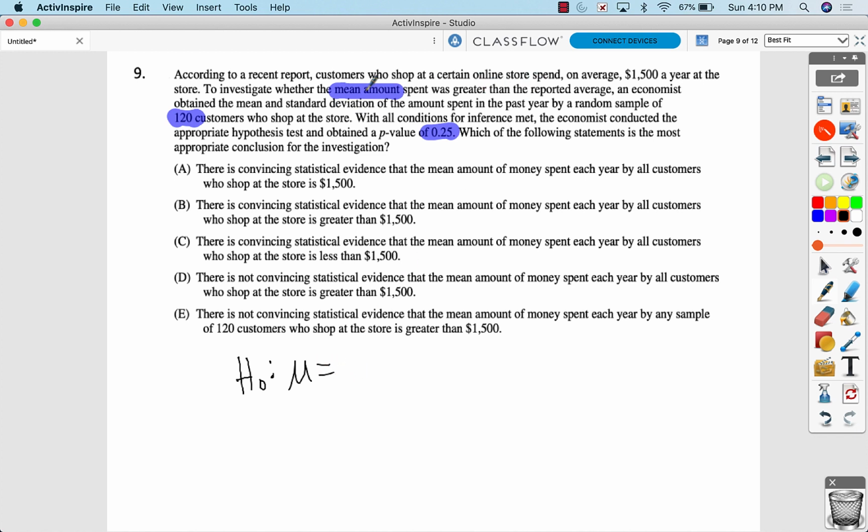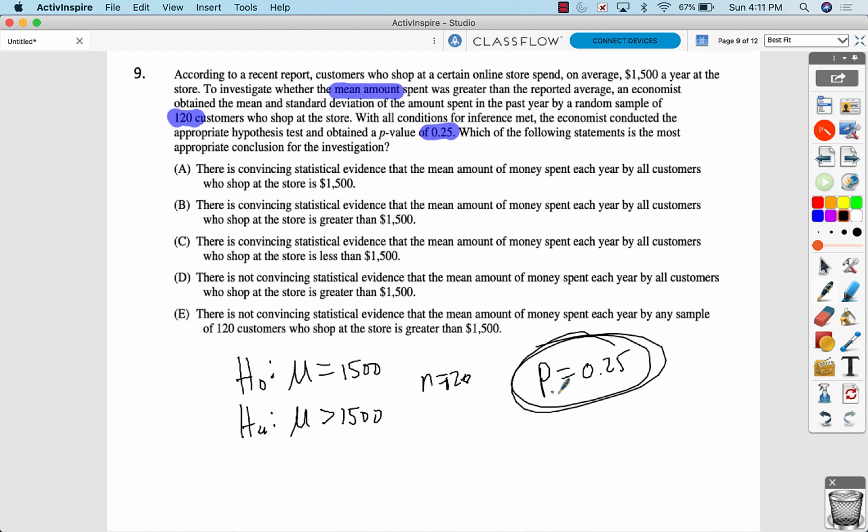Okay, so some report says it's 1,500. So okay, let's say it's 1,500. Now we're going to test to see if it's greater than 1,500 based off the sample average. They took 120. They ran the test for you, and they got a p-value of, sorry, not 0.05, 0.25. Okay, if the p is low, the null must go. If the p is high, the null will fly. This is a bigger p-value than any reasonable alpha. So this is bigger than alpha now.